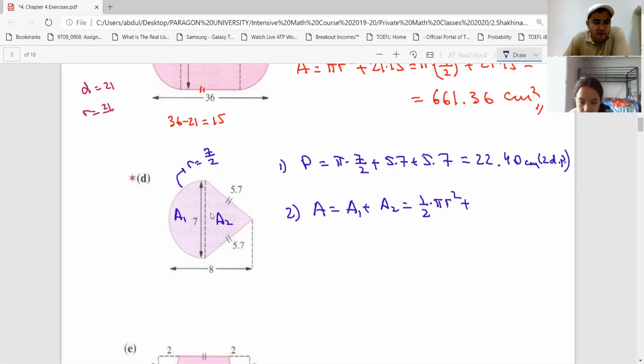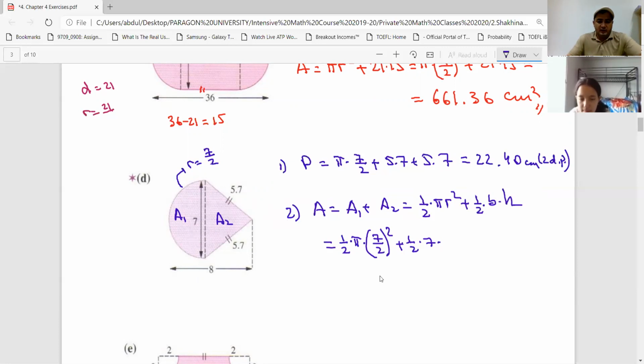And how do you find the area of a triangle, Shahina? It is 1 over 2 times base times height. But here I need to find the height. I know r, so that is equal to 1 over 2 times pi times, r equals 7 over 2, so 7 over 2 squared, plus 1 over 2 times base. What is the base here, Shahina? The base of this triangle is 7, as you see here. So here we have 7. The problem is we need to find the height.